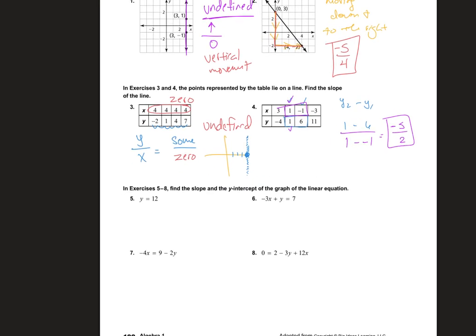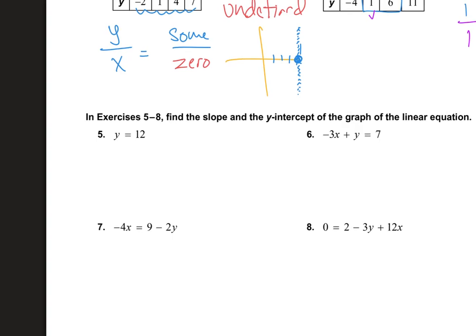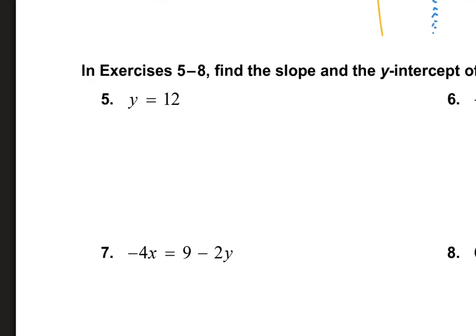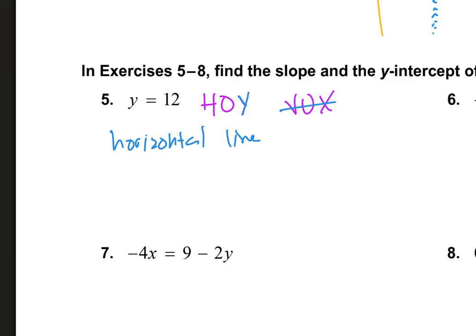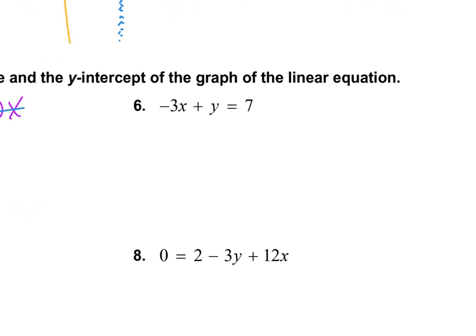Works for me. Find the slope and the y-intercept of the graph of the linear equation. So this, in class, we talked about this. This is a horizontal line. We have a y equals. So this is a horizontal line, which means that its slope is 0, and its y-intercept, which we could call b, is just 12.